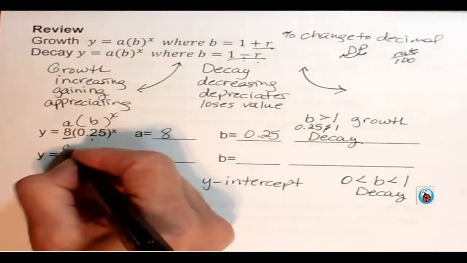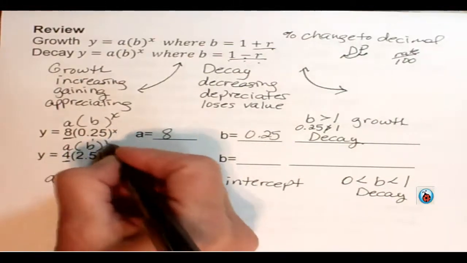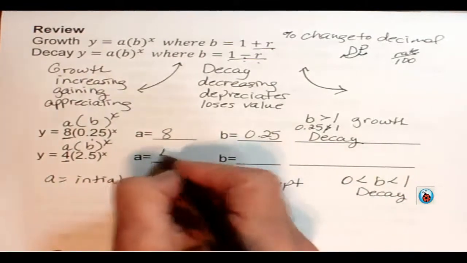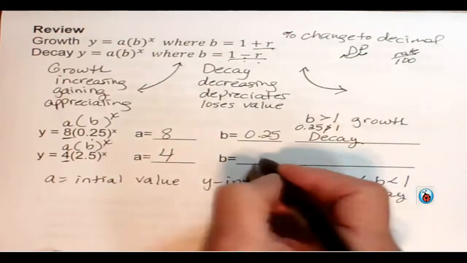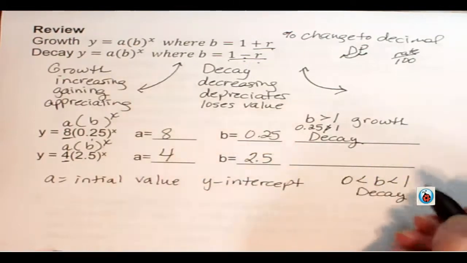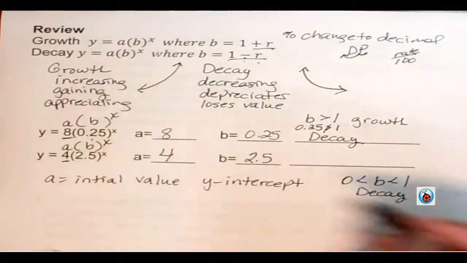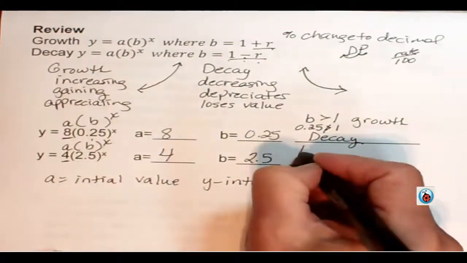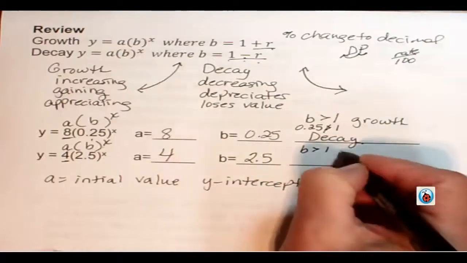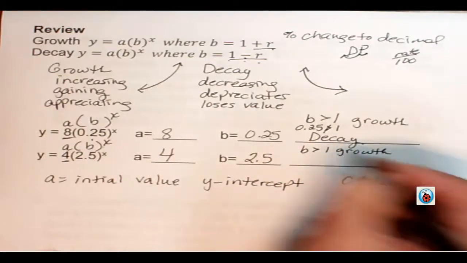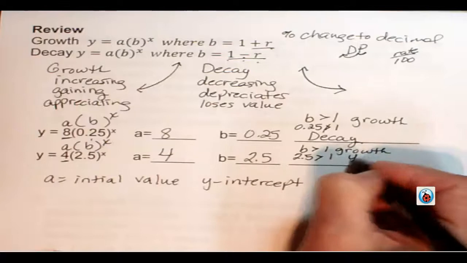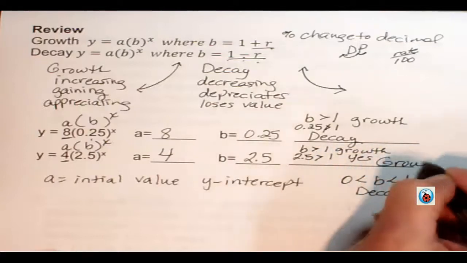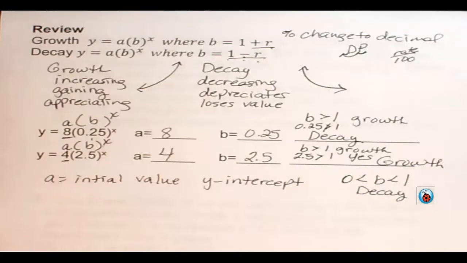All right, so we come over here. Let's do this one. You got your a, b to the x power. Your a is 4. That's your initial amount, starting amount, your y-intercept. Your b is 2.5. Okay, so is it a growth or is it a decay by looking at the equation? Well, remember b is greater than 1 is a growth. So, is 2.5 greater than 1? That's yes. This is a growth. Okay, that's just a quick little review. We started this back on week 6.